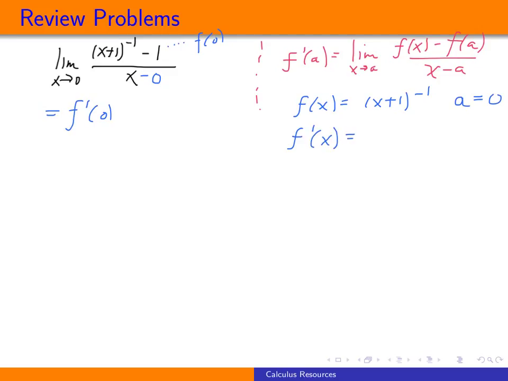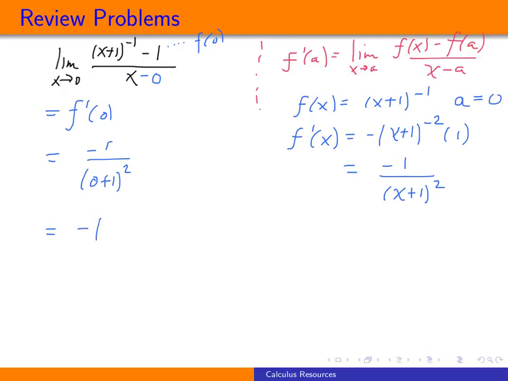So this is a composition, which means we will differentiate via the chain rule. So we take the derivative of the outside function, evaluate it at the inside, and we multiply by the derivative of the inside, which gives us minus 1 over the quantity x plus 1 squared. Plugging 0 into this derivative gives us minus 1 over (0 plus 1) squared, which is simply minus 1.